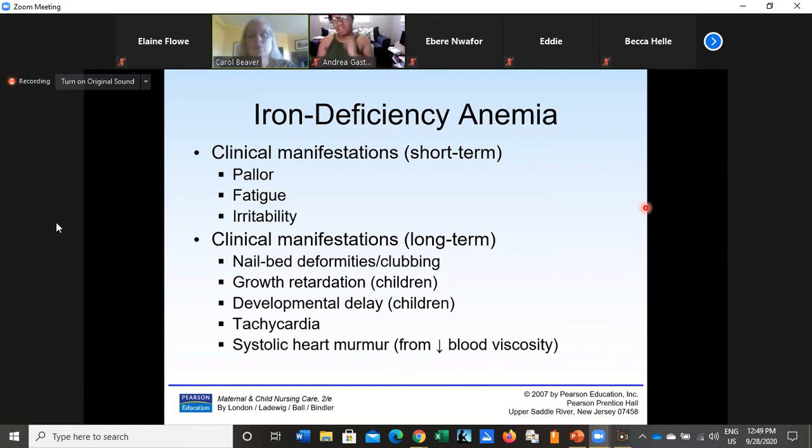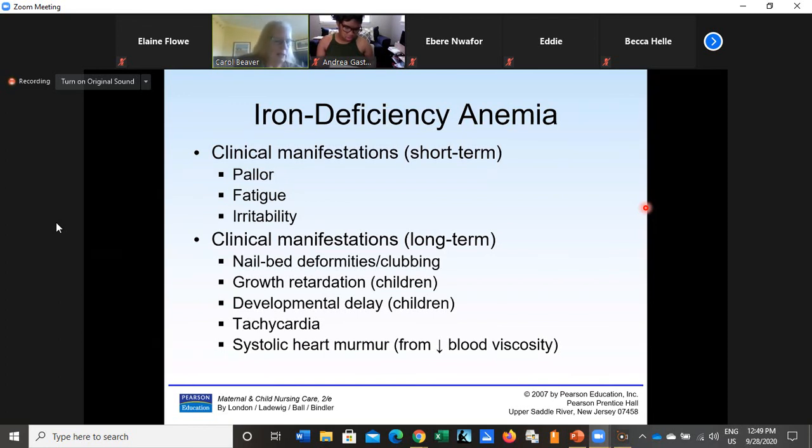And so the growth retardation in children and developmental delay in children and tachycardia, and then the systolic heart murmur when you hear the swish from that decreased blood viscosity when it goes through so easily and it's not viscous enough. We don't want it to be too viscous, but when it's not viscous enough, when you don't have as much hemoglobin going through your system, then it does cause a swish. That can be a reason for a heart murmur.